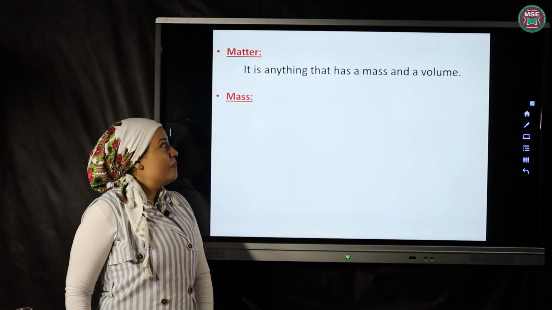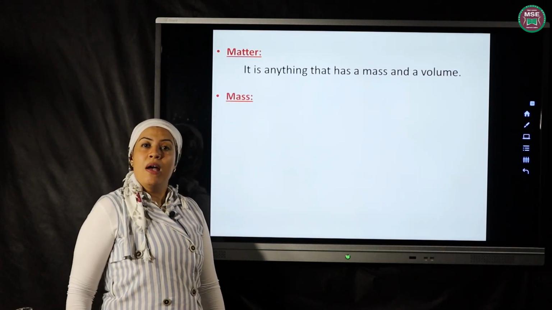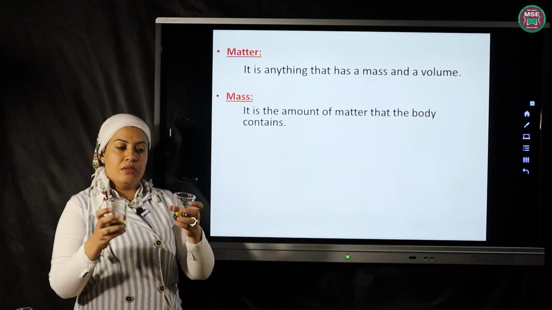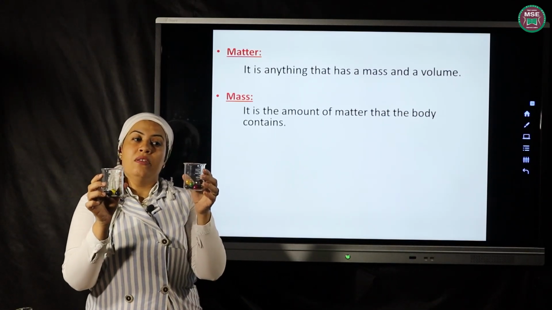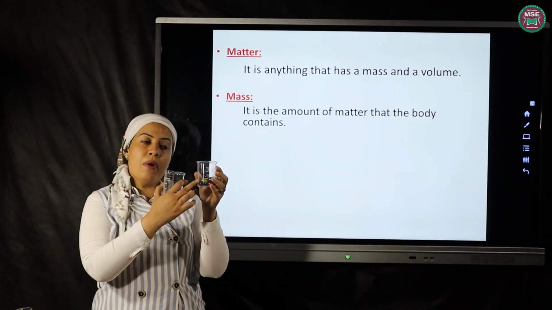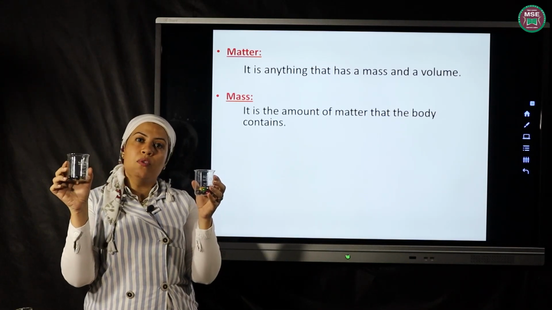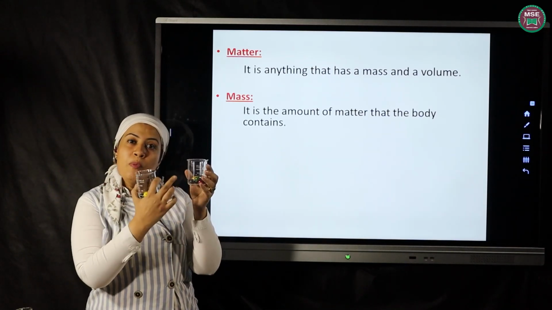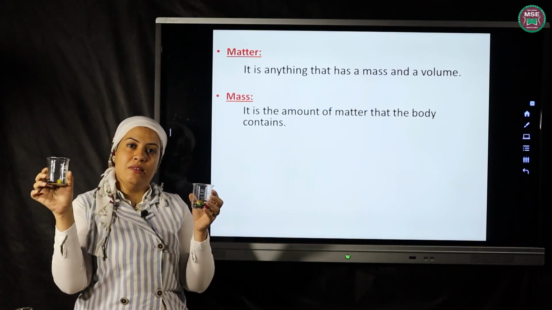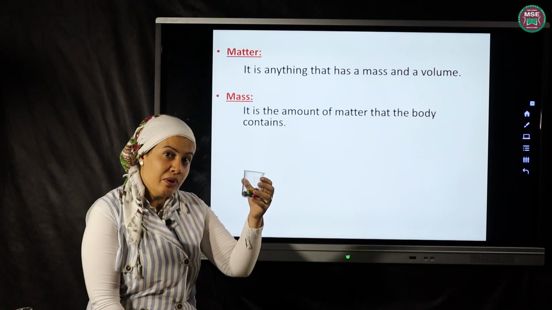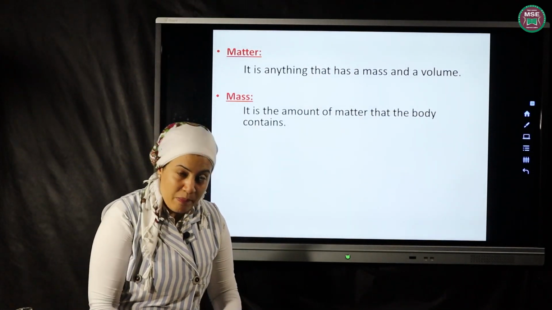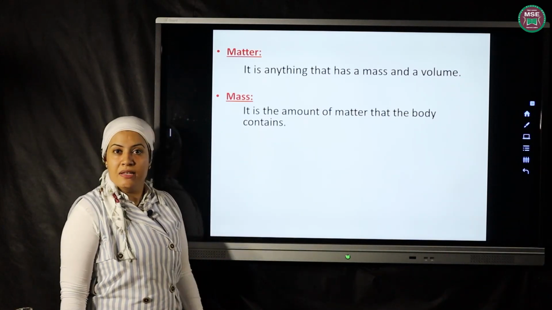So what is the meaning of mass? Mass is the amount of matter that the body contains. If I have two beakers, which one is heavier? This one or this one? This one. Why? Because the amount of balls here is much more than the amount of balls here. So the mass of this beaker is greater than the mass of this beaker. So the mass is the amount of the matter that the body contains.